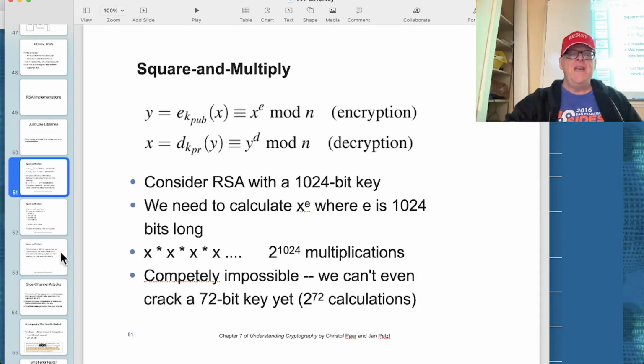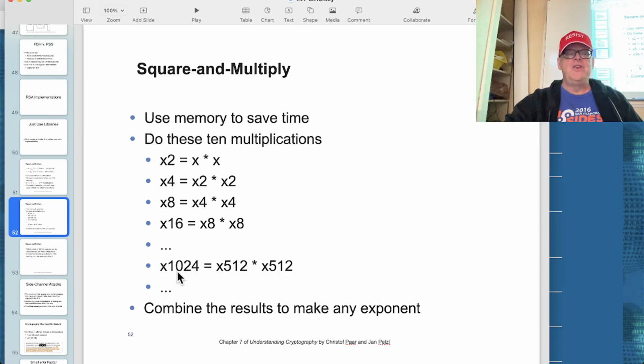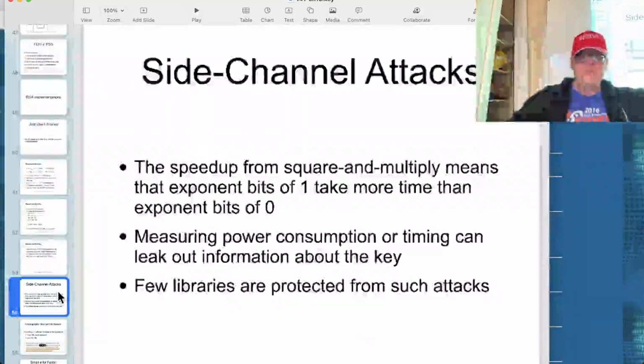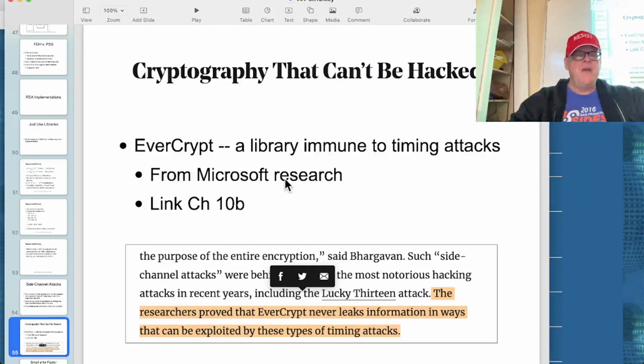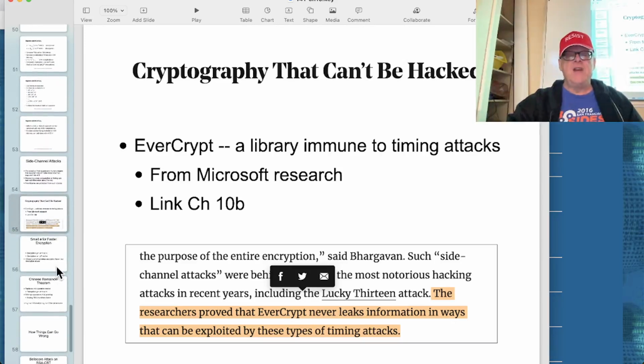So what you do is the best thing is to write a constant time library that never saves time. It goes and does the calculation for every one of these, even if it doesn't have to, to make sure it uses the same amount of cycles, the same amount of time, same amount of power, that sort of thing. So Evercrypt, Microsoft made one of these. Evercrypt, they proved that it never leaks information in ways that can be exploited. So it's a different way to program, we talked about this before. Also, implementing stuff in hardware for AES is a solution. It always takes the same amount of time for every value of the key.